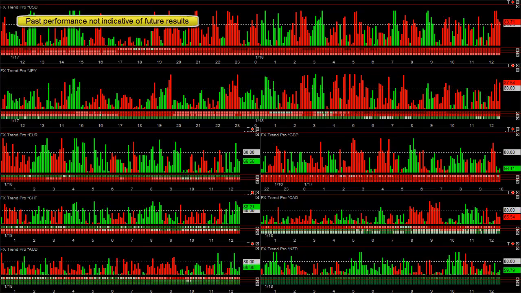This is made up of, on the top, comparing the dollar versus all the other pairs, and so on and so forth. And the histogram is made up of 5 different statistical tools we've come up with over the last 6 years and have enhanced over those years.